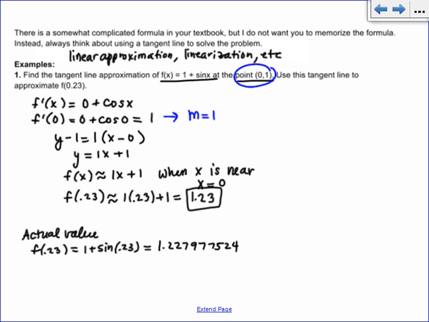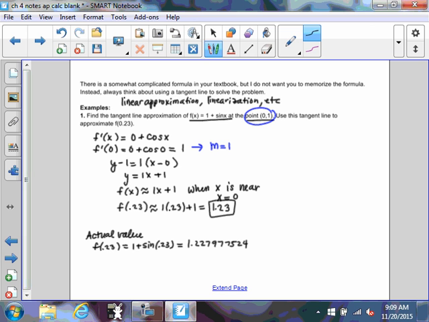And then the next thing I want you to do is graph under your y1 and y2. I want you to make y1 1 plus sine of x, and I want you to make y2 1 plus x. Okay, and I can do that on here too. Maybe.